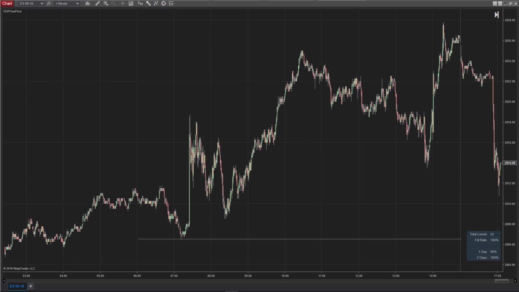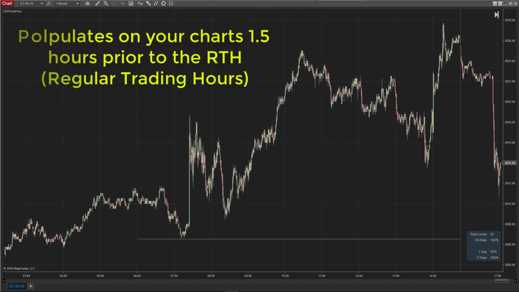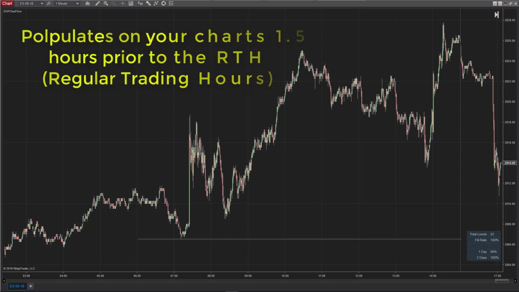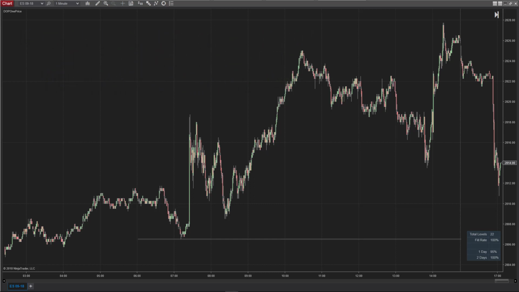Okay, this indicator is called One Price. It's a single price that populates an hour and a half before the RTH. For those of you new to trading, RTH stands for regular trading hours. In the month of July 2018, what I've built into this indicator is a statistical performance.